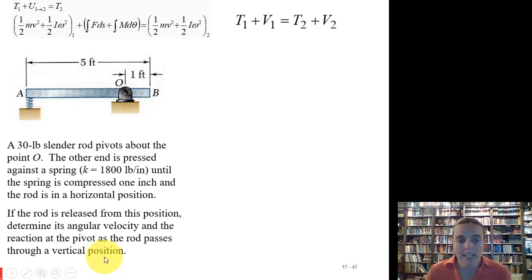So this is interesting. It's asking for more than just velocity here. It's asking for velocity and forces, the reaction at the pivot. So there's some x and y forces going on here. As it pops up, so it's going to be standing straight up, it passes through the vertical position. So this is going to combine both our energy balance, and anytime it asks for a force, we're going to have to get back to chapter 16 force balance methodologies. So let's go ahead and get started with the energy.